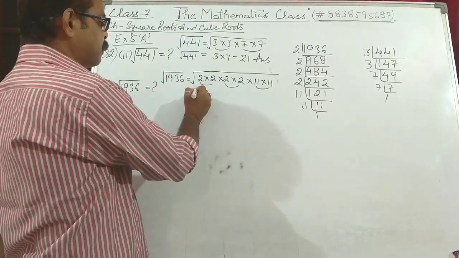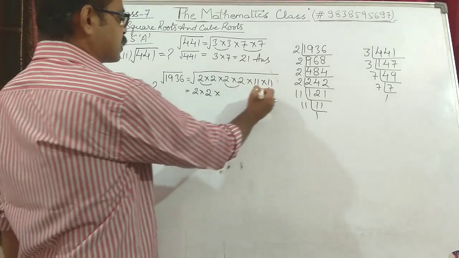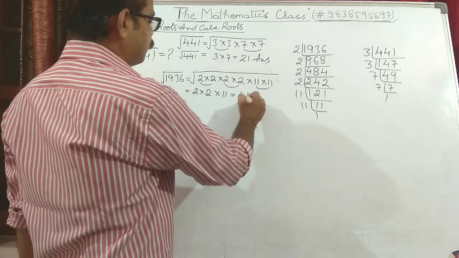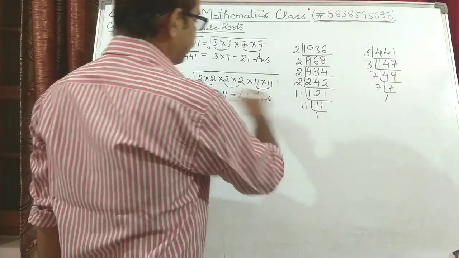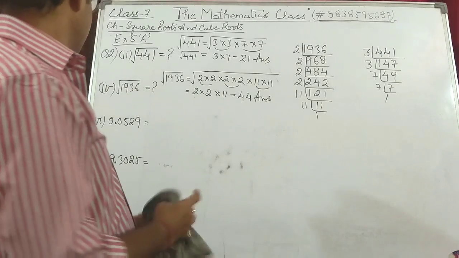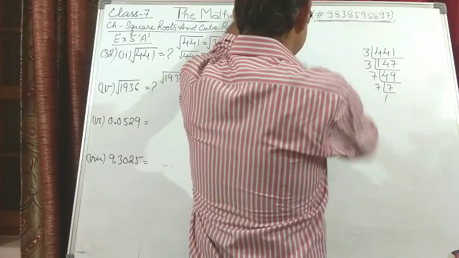Now out of this one pair, 2 will come out. Out of this pair, 2 more. Out of this 11 pair, one 11. So 2 into 2 into 11 is 44, the final value. I hope this is understood. Now we move on to the next parts.